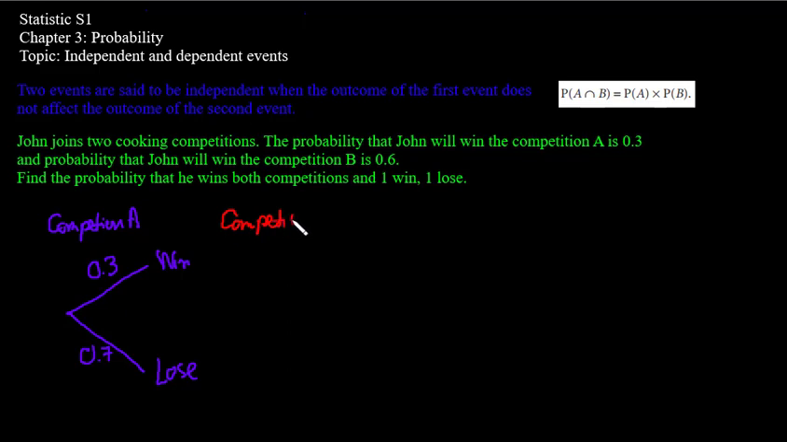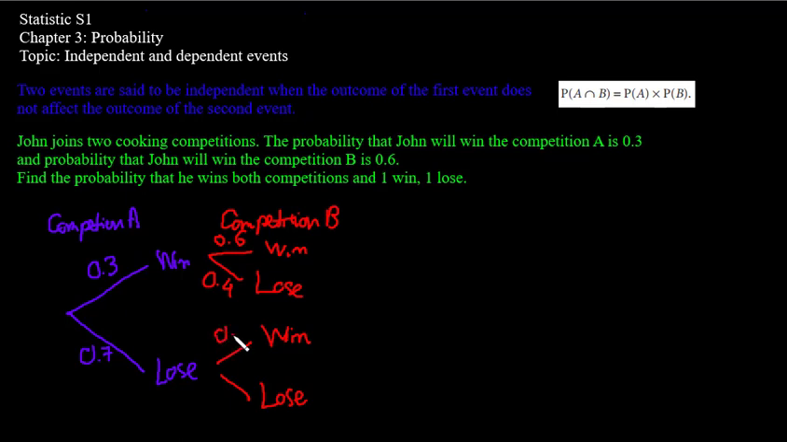For competition B, he can win or lose. The probability that John will win competition B is 0.6, and the probability that he will lose is 0.4. The same for here, 0.4.